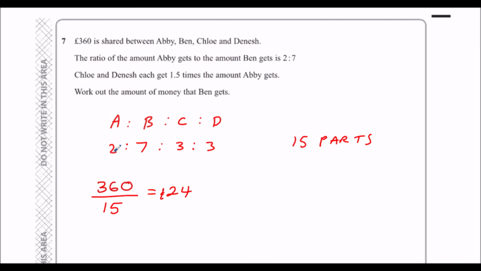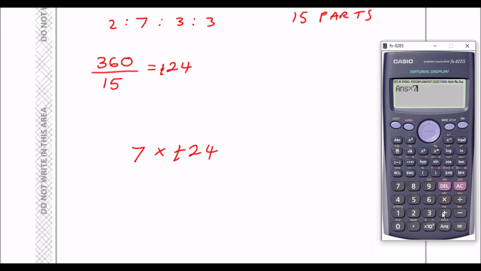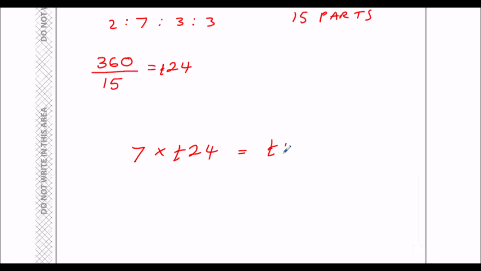So Abby gets 2 lots of £24, Ben gets 7 lots of £24, Chloe and Dinesh get 3 lots of £24 each. So how much does Ben get? He gets 7 lots of £24, which is £168.